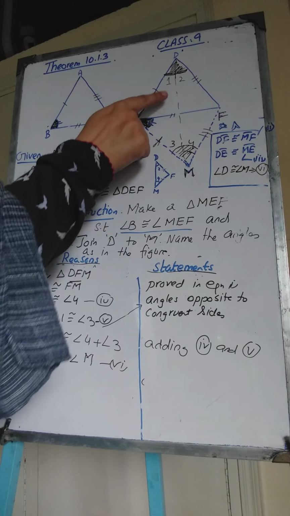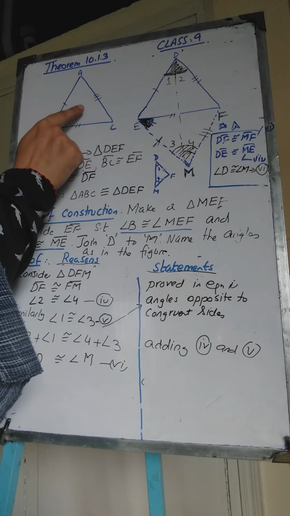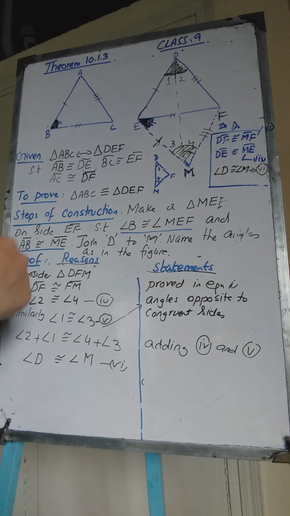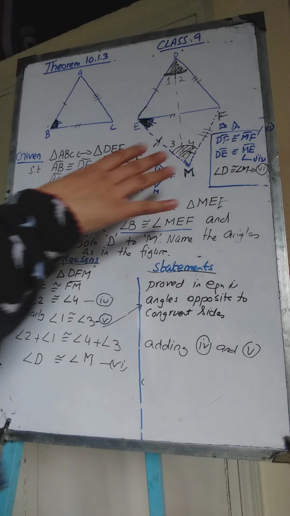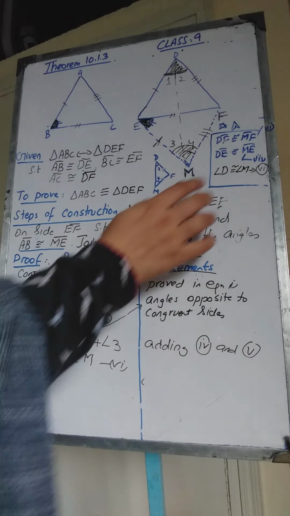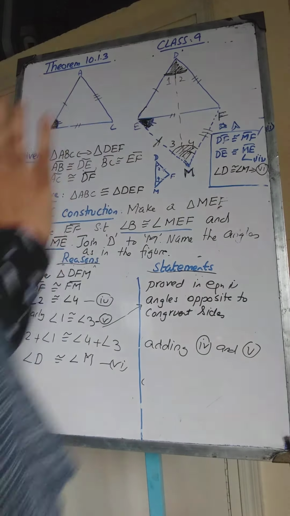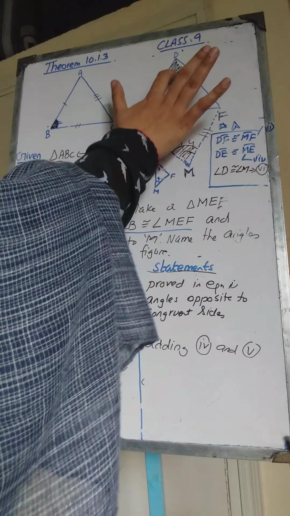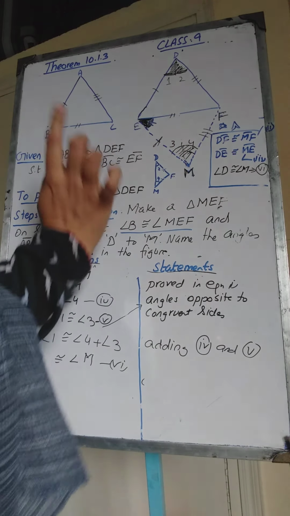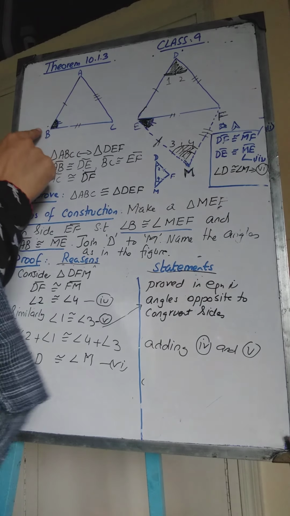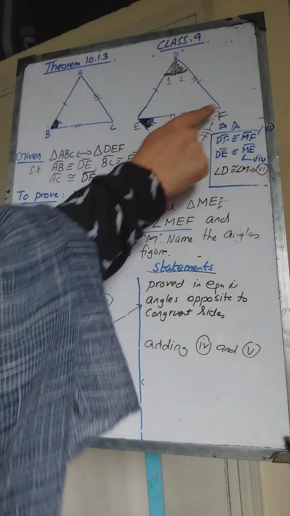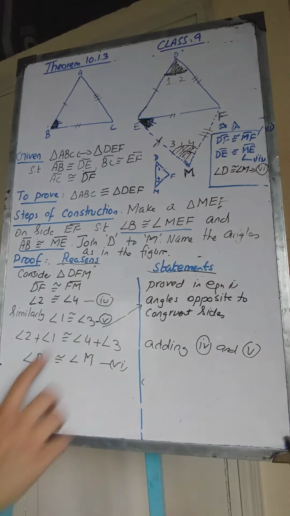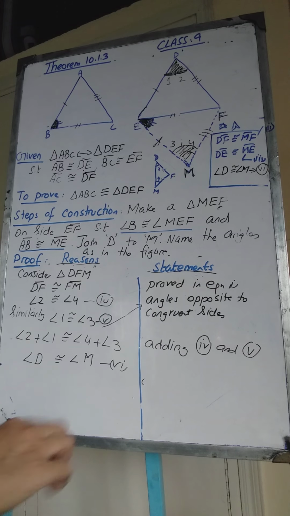Now we are going to prove these two triangles as congruent. We have already proved that triangle ABC is congruent to triangle FME. This was the first step that we did in this proof. Then we proved that angle D and M are congruent. Now the next step is to prove that triangle DEF is congruent to triangle MEF. The next step we are going to do is to prove these two triangles congruent by using the information that we got in equation 6.